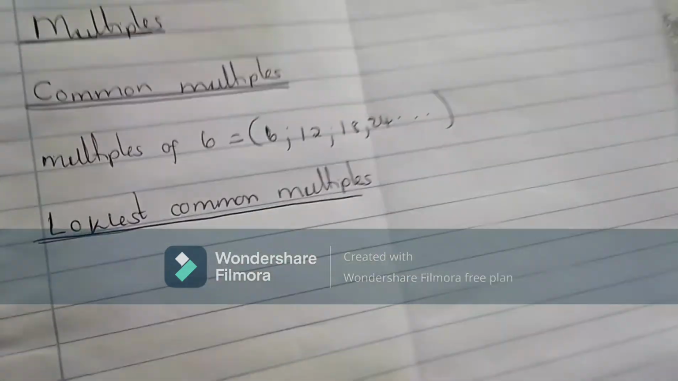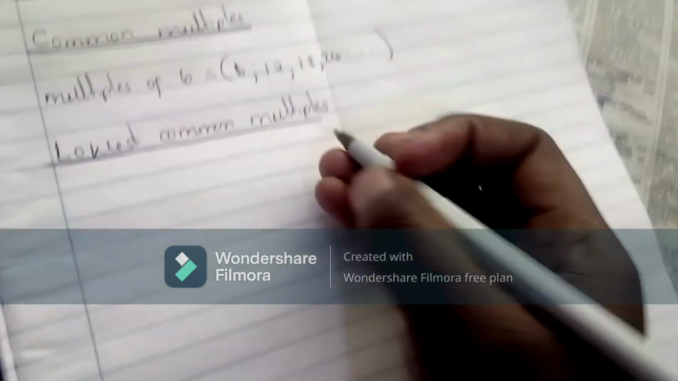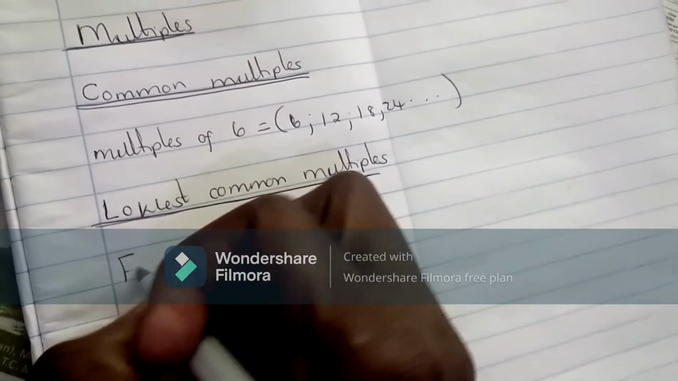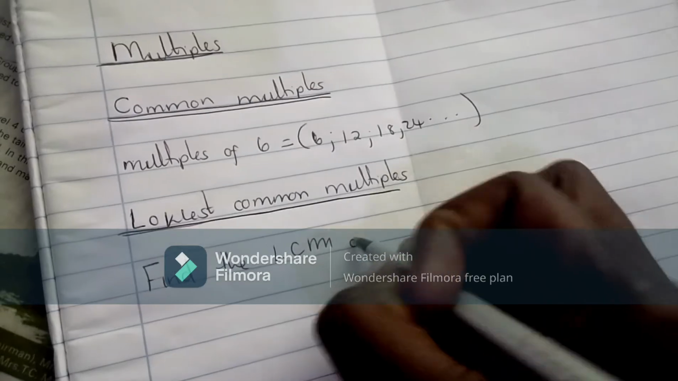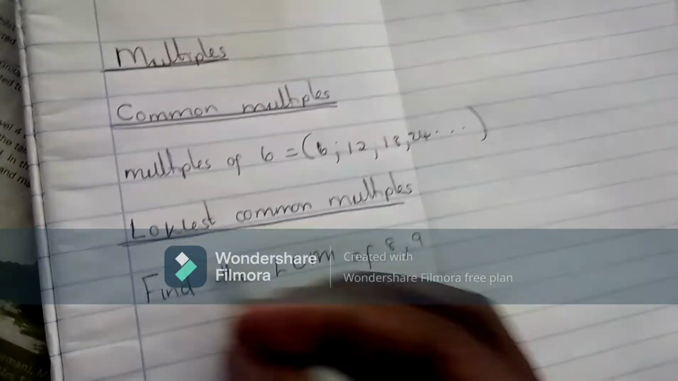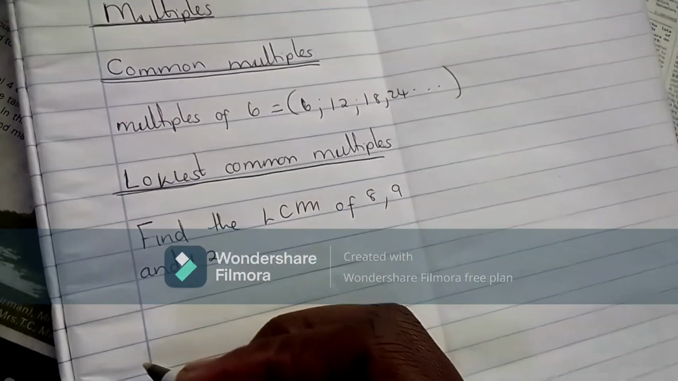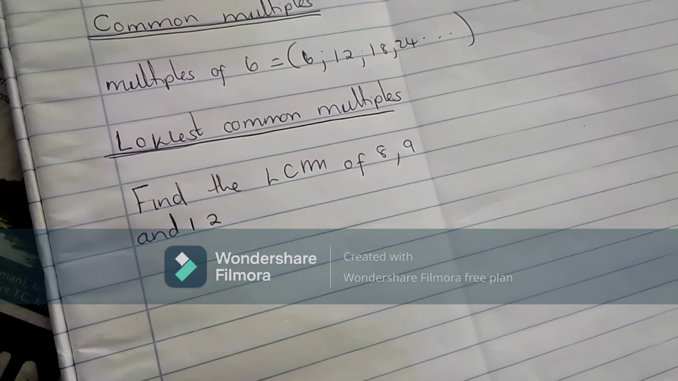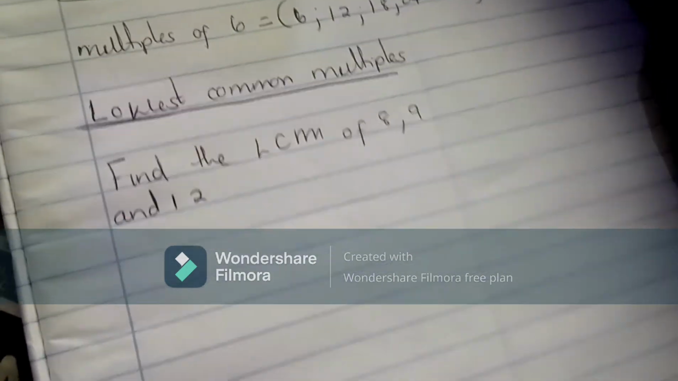So let us say you find the LCM of 8, 9, and 12. Let me just make sure you understand this. Find the LCM of 8, 9, and 12.